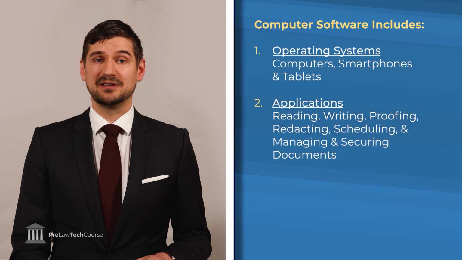This module of the course explores ways for students to use computer software to get more work done. Computer software means the different kinds of programs that run on our various electronic devices. This includes operating systems, which run computers, smartphones, and tablets. And this also includes specific applications that run on these devices, which are used to complete academic tasks, such as reading, writing, proofing, redacting, scheduling, and managing and securing documents.